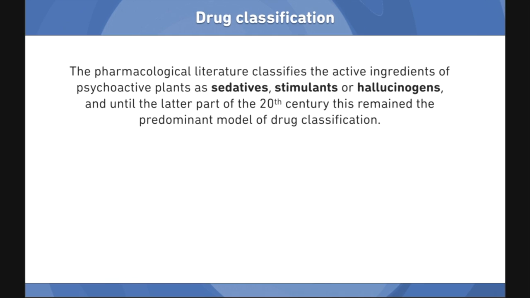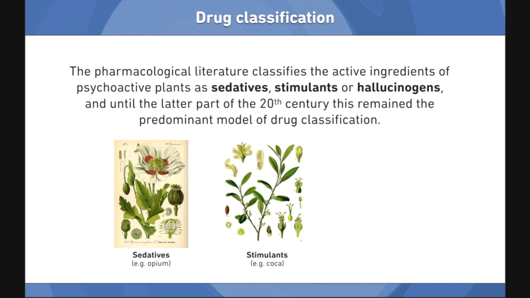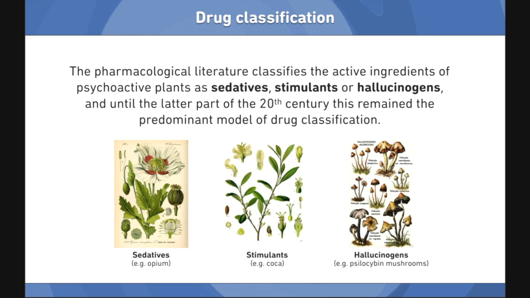Nature provided us with a wide range of mind-altering psychoactive plants and fungi, which can be classified based on their effects. Sedatives, such as opium, stimulants, such as coca, and hallucinogens, such as psilocybin mushrooms. Cannabis at this stage was a sedative drug. However, it's become stronger over the years, which has led to it having other non-sedative effects.